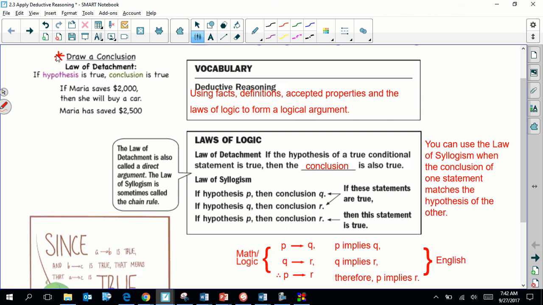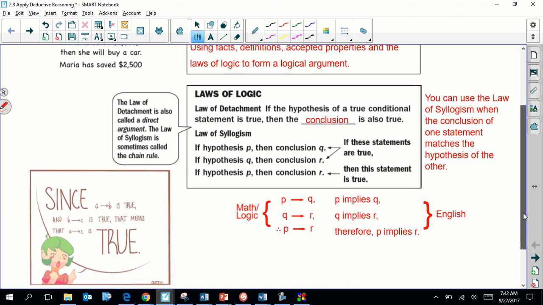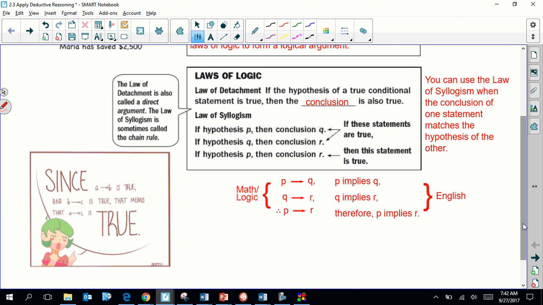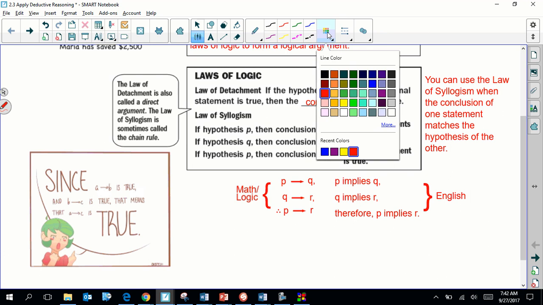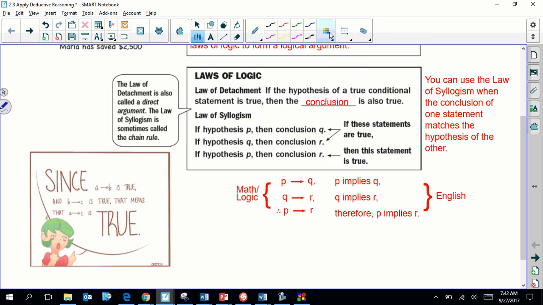The law of syllogism is going to be a little bit different. Off here to the right side, let me pick a different color so not all the red blends together. Here we're talking about what the law of syllogism really is. Inside of the box it's a very mathy explanation. It doesn't really explain what the law of syllogism is, in my opinion. So that's why I'm giving you the text on the right.